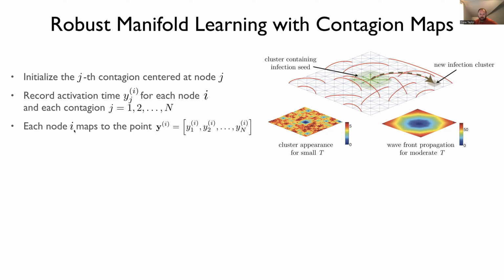So this maps the node i to a vector. So when does it become active when the cascade starts at node 1? When does it become active when the cascade starts at node 2, and so on. So this is a feature vector that describes how node i is connected into the rest of the graph.